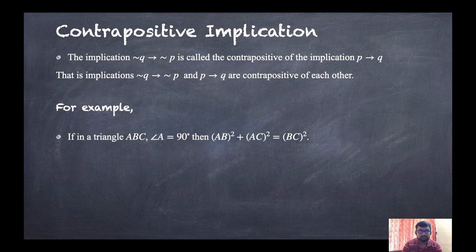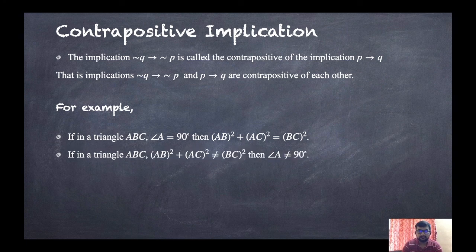For example, let us consider the statement: if in a triangle ABC angle A is 90 degrees, then AB square plus AC square equals BC square. And the second statement: if in a triangle ABC AB square plus AC square is not equal to BC square, then the angle is not 90 degrees. These both are the same but in a negation form, and these statements are contrapositive of each other.